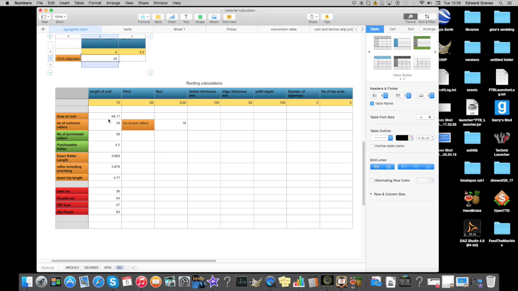Either way, it tells you the area of the roof, which helps you work out for felt and battens and so on. Number of your common rafters. Exact rafter length. This is the bit that's the complicated bit. This is where you would need the roofing ready reckoner or another app to tell you these measurements.